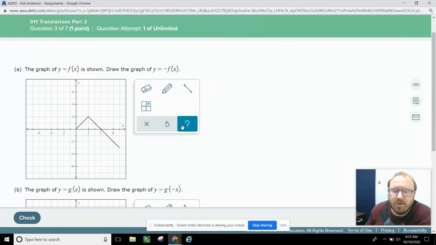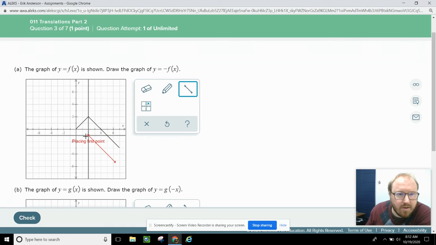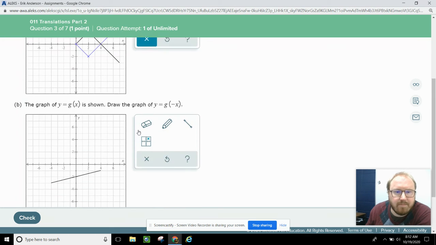The graph is shown, and draw the graph of negative f of x. So that's going to be a reflection across the x-axis. So this point's going to go here, this point's going to stay, and this point's going to go up there. So if we reflect it, it'll look something like this. And from here, it'll go up to 1, 2, 3, up to here. So start here and go up to there. And that's going to be reflected across the x-axis.